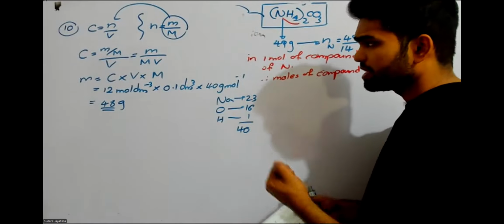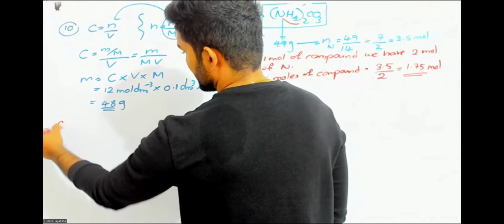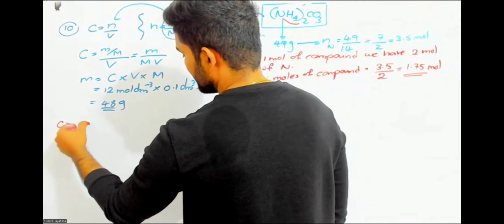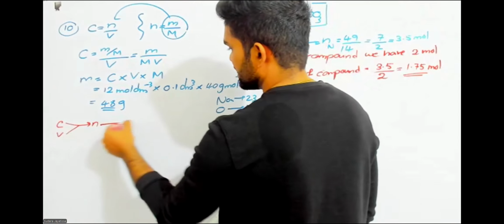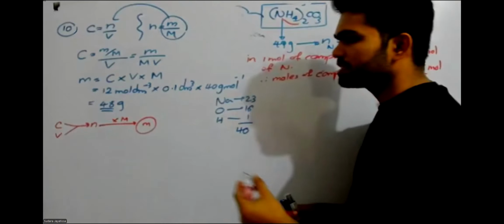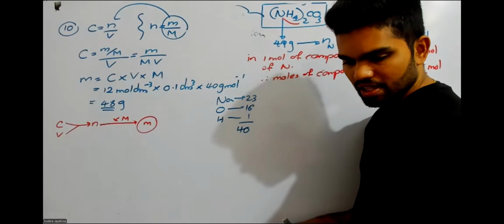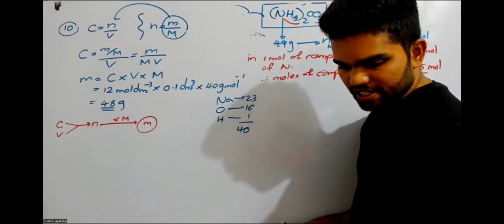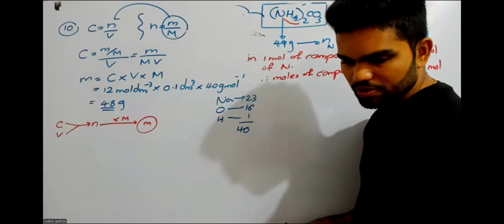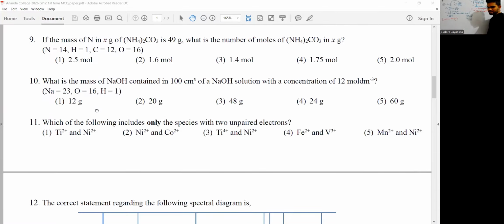Understood? Or you can do this separately. You can use C equals n over V, with concentration and volume, to find moles of sodium hydroxide. Then multiply that by molar mass and find the mass. You can do it in 2 steps too. Same thing, right? So out of 10 questions, there were some good questions and some easy ones too. Pay your attention more to the good ones.